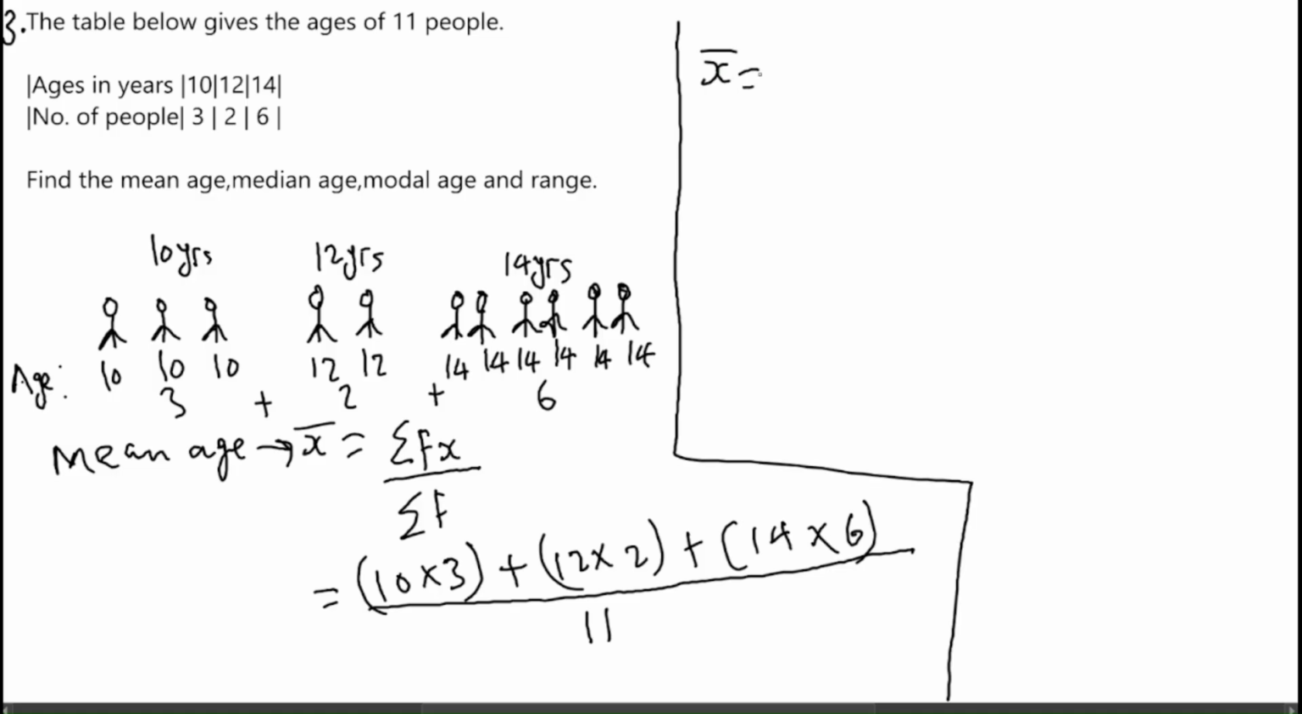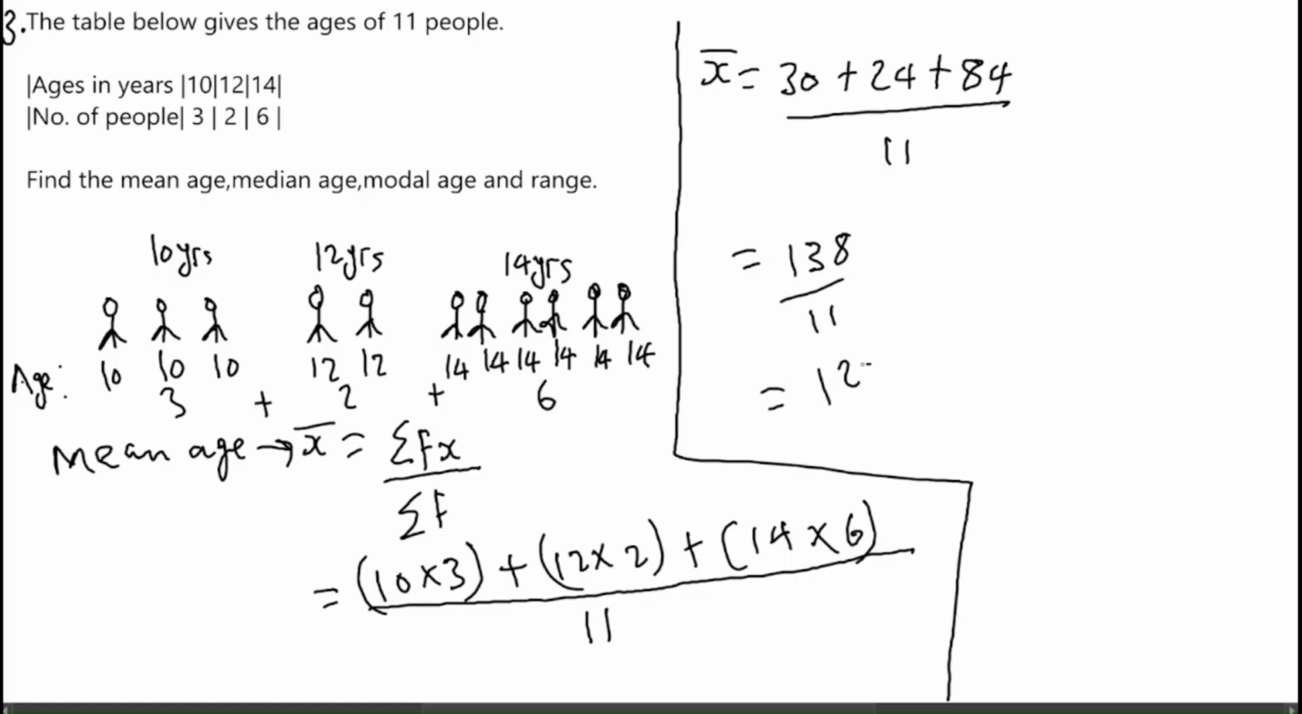X bar is going to be equal to 10 times 3 is 30, plus 12 times 2 is 24, plus 14 times 6 is 84, then divide by 11. Now adding them all together, it will give you 138 divided by 11. So the mean age is 12.5 years.